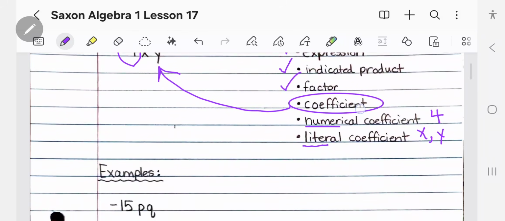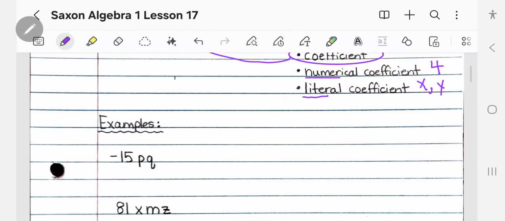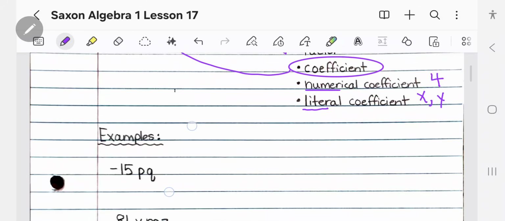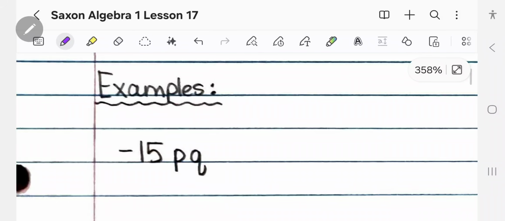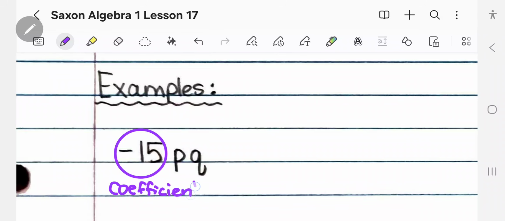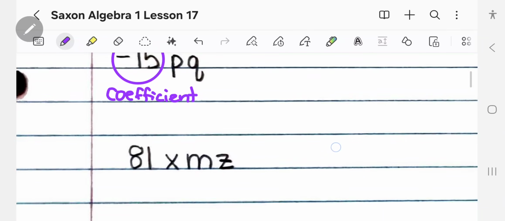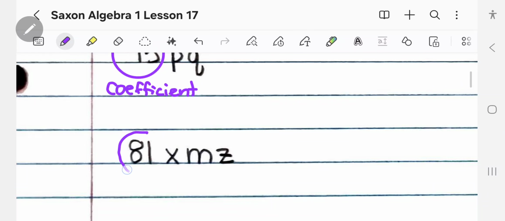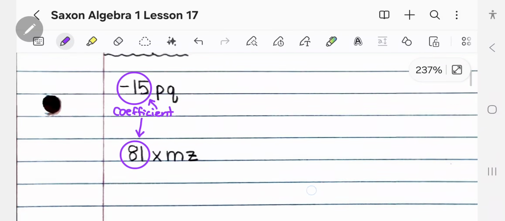All right, so I'm going to scroll this up a little bit. Let's look at another example here. We've got negative 15pq. The coefficient would be negative 15. And the sign goes with the number. So that's your coefficient. And then we have another one here. The coefficient here would be 81. And that's it.